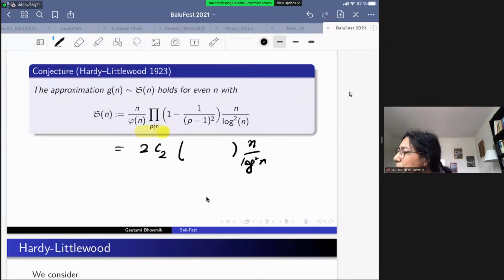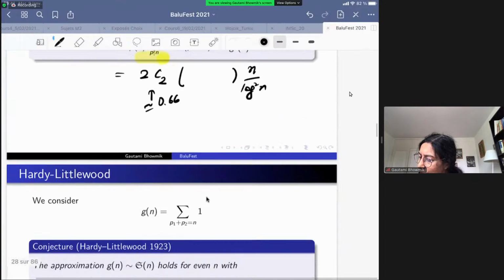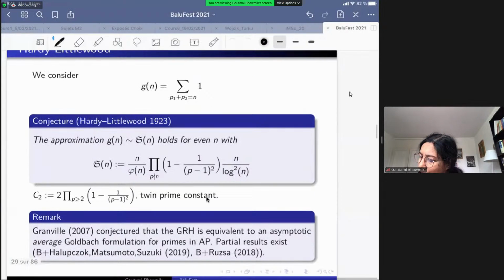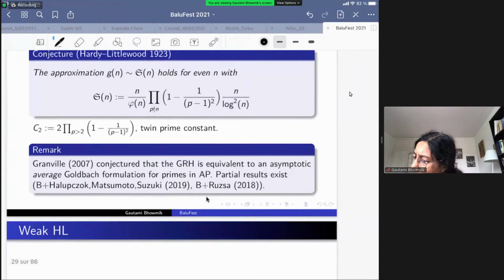And this C2 is about 0.66. Yeah. So this is approximately 0.66. And here, there are some conjectures. For example, Andrew Granville has a conjecture that the GRH is equivalent to an asymptotic form of the average Goldbach formulation for arithmetic progressions. And this conjecture has not been completely worked out yet.